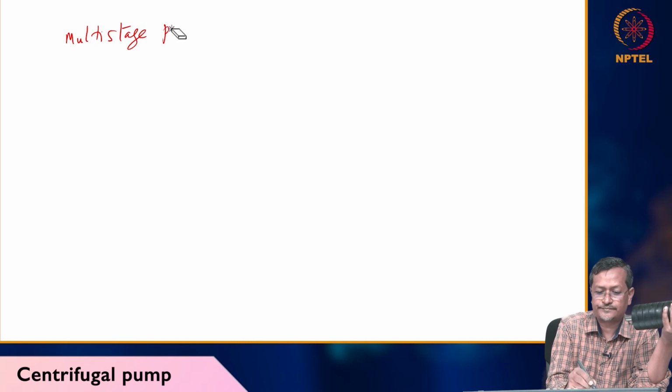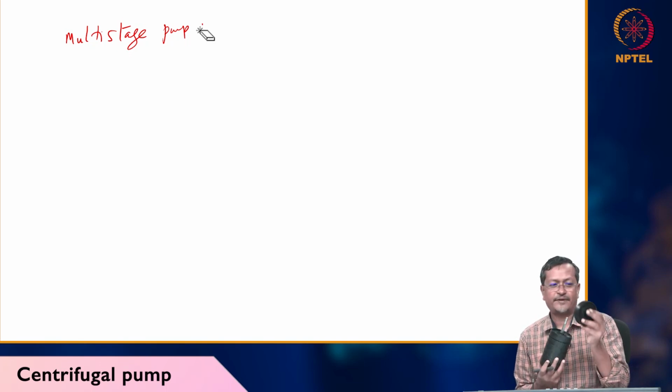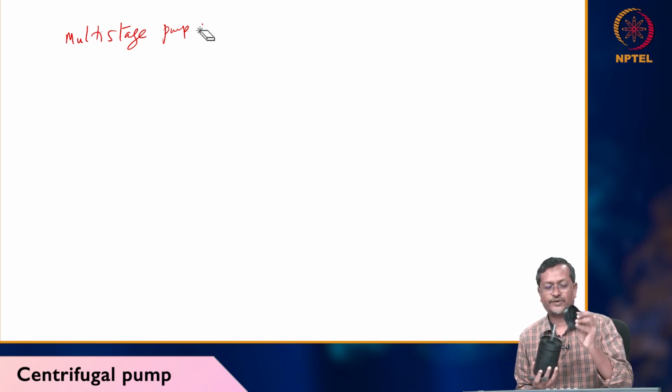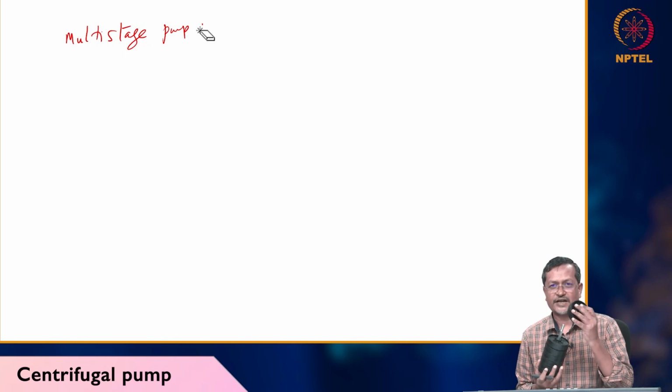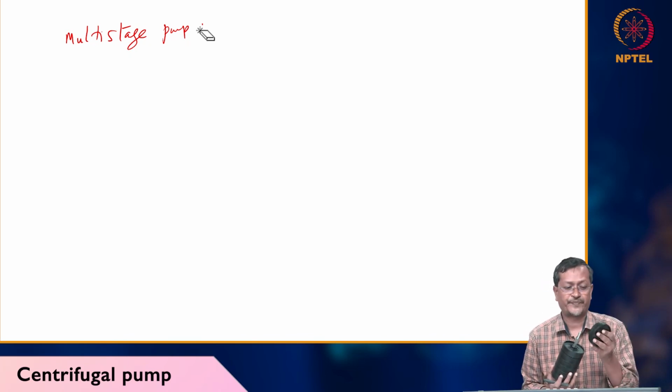Okay, multi-stage centrifugal pump, and this is again radial flow. Why radial flow? It can make a very compact system. If I use an axial flow system, it will be very long. I will get a high flow rate, but it will be very long. That cannot be manageable for your real application.